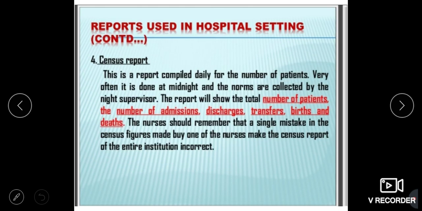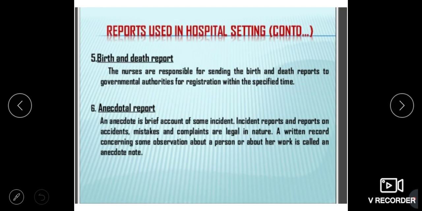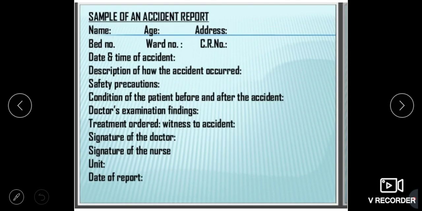Then another one, census report. Here number of patients, number of admissions, discharges, transfers, births and deaths will come under the census report. Then birth and death report, anecdotal reports. It is a brief account of some incidents, especially incident reports and reports on accidents, mistakes, complaints about legal issues in anecdote. Then this is one small sample of the accident report.